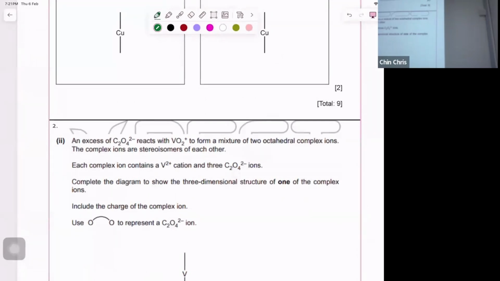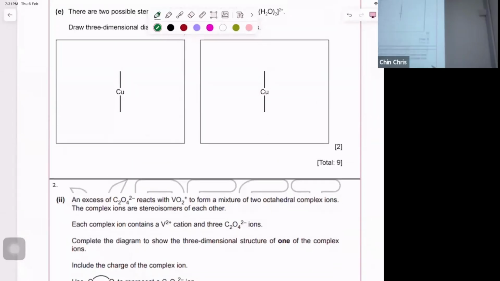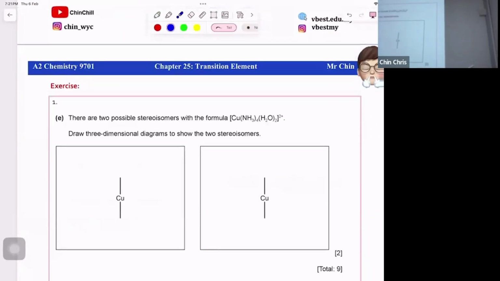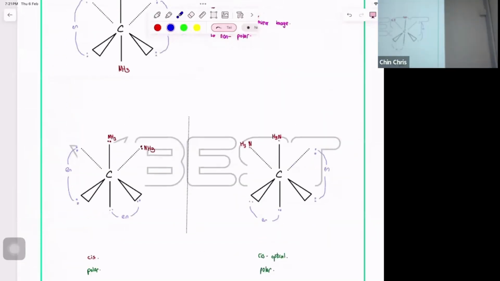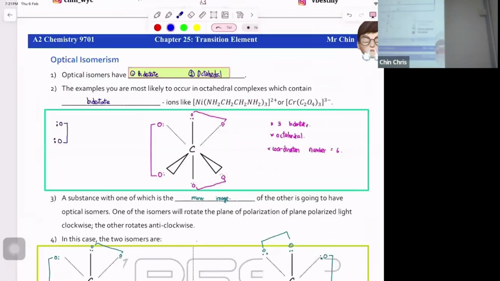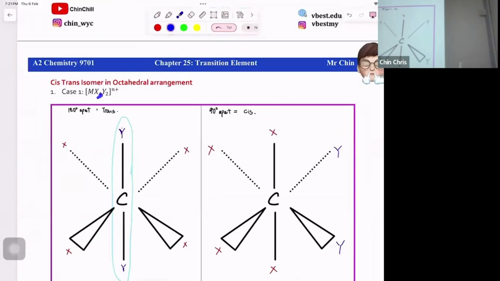Guys, again, if you're not so sure what to do, you can always check the general formula. Let me give you a hint. You see this is a monodentate 4, monodentate 2. You can refer back to your notes. Monodentate 4, monodentate 2 shows what kind of isomer? Yes. The H4 must be 90 degrees apart.